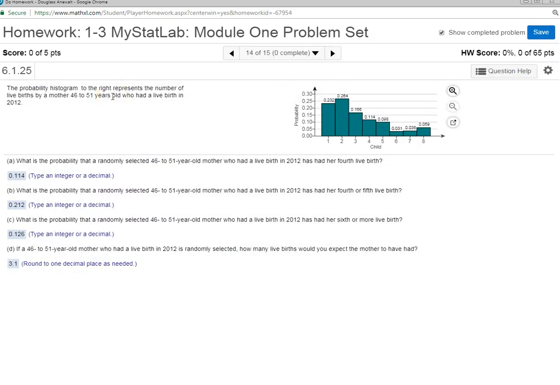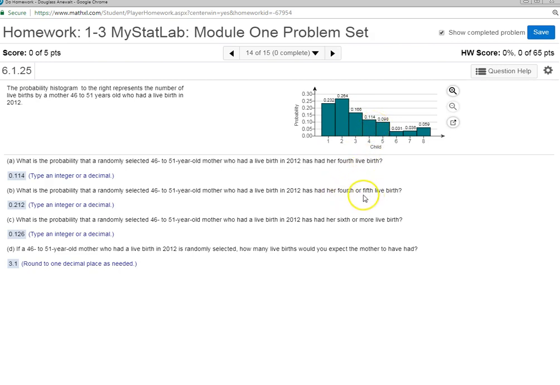And so all this data is about the number of live births that a mother has had. So just use the information and pay attention closely to what it's asking. If it's asking about an exact value, like what's the probability that you randomly select someone who is on their fourth live birth, you would go to 4 and see what the probability of a fourth live birth is.